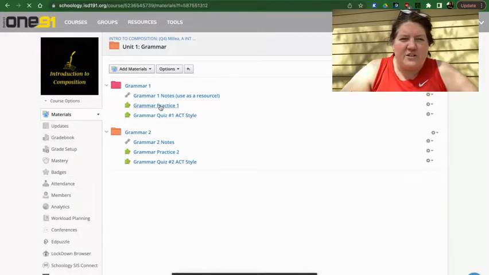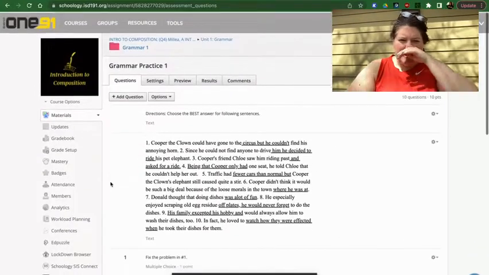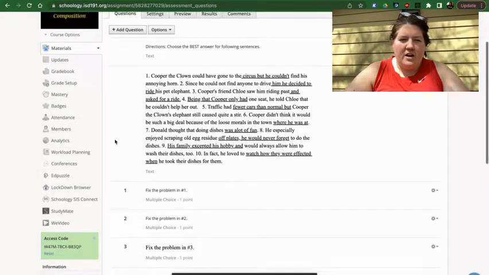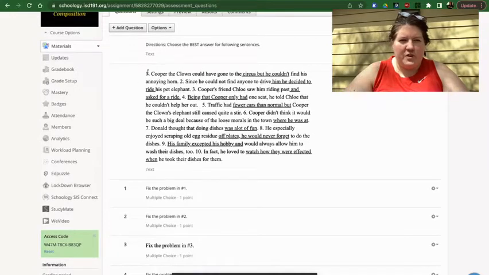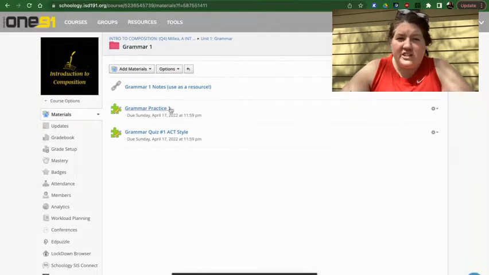And then you're going to go into a grammar practice. This is something that you'll have three attempts to work on. It's only 10 questions, and you're going to be reading this paragraph and then fixing whatever is underlined in each number. So question 1 refers to number 1, Cooper the Clown should have gone to the circus, but he couldn't find his annoying horn. What's wrong with that sentence? It will give you options, so you're not just going to be drawing from nowhere. So don't worry about that. And again, with the practice, you have three attempts, and it'll just go with your highest score.